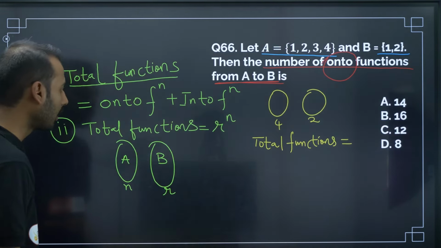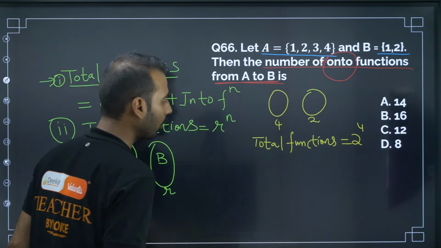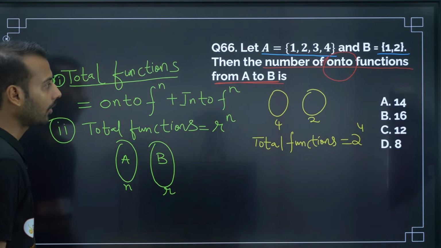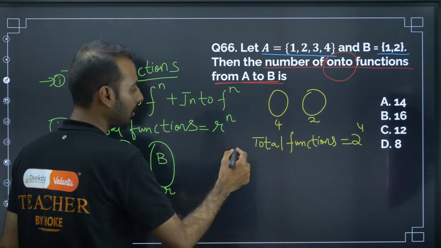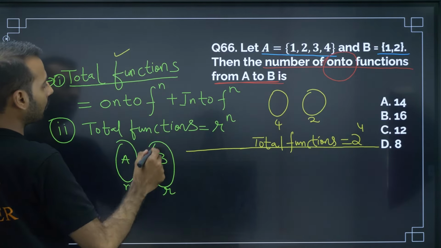Total functions means r power n. Here r is 2 and n is 4, so total functions here is 2 power 4. This is the first part. Total functions we found out for this question.